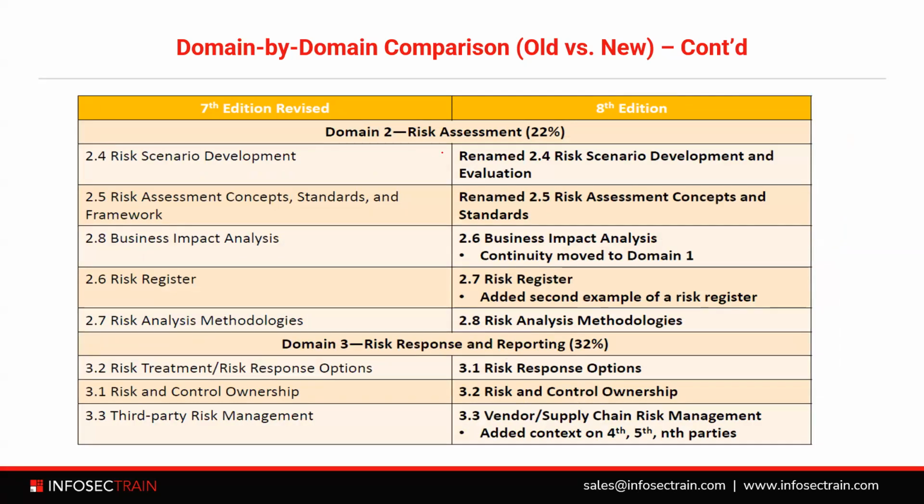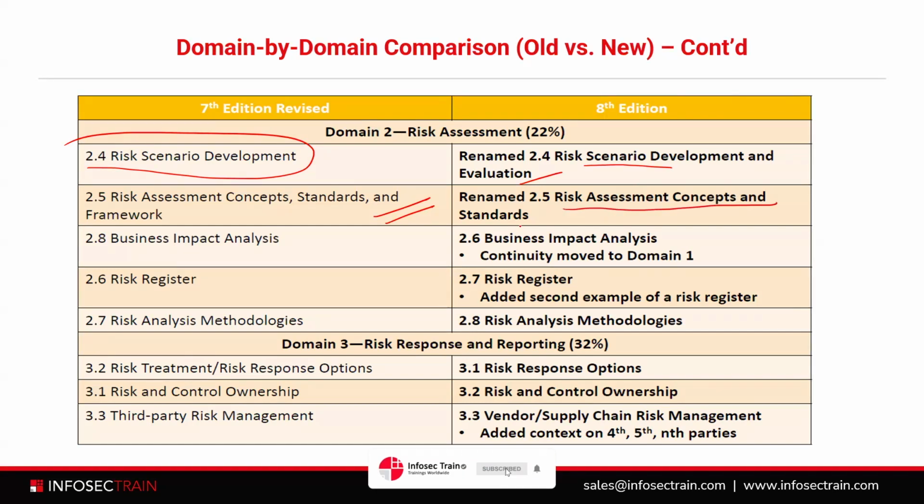We'll continue with Domain 2, risk assessment. Section 2.4, risk scenario development, has been renamed as 2.4, risk scenario development and evaluation. Section 2.5, risk assessment concept, standards and framework, has been renamed as risk assessment concepts and standards. Business impact analysis, section 2.8 in the previous version, in the 8th edition, business impact analysis. The continuity part has been moved to Domain 1.